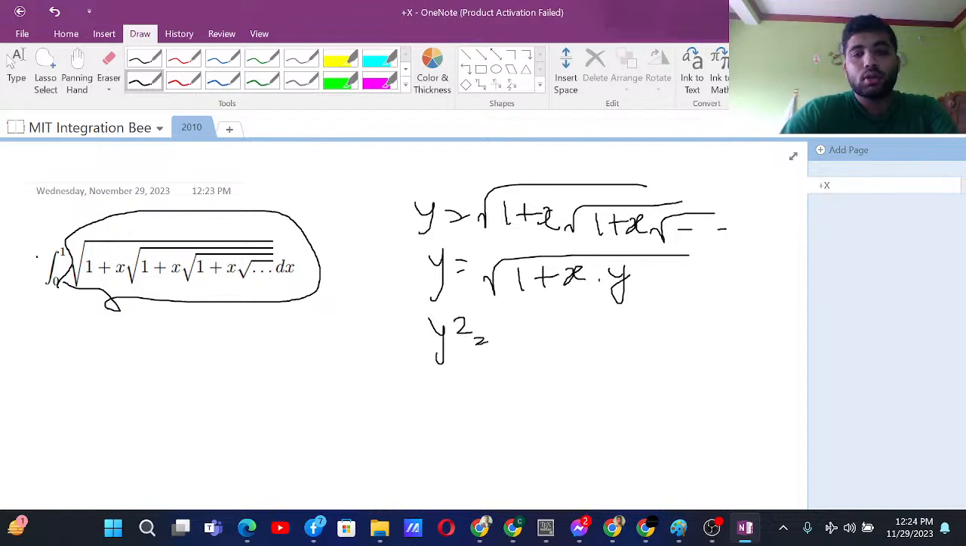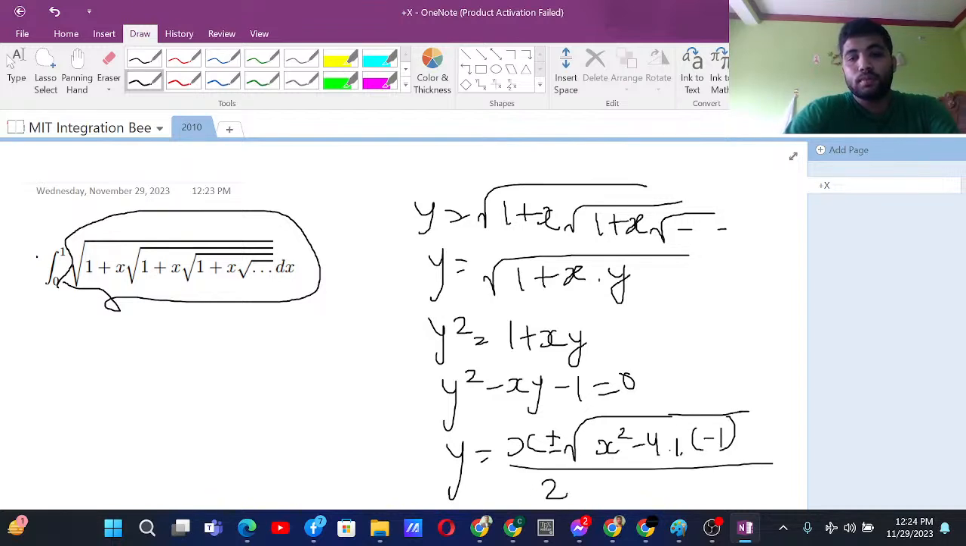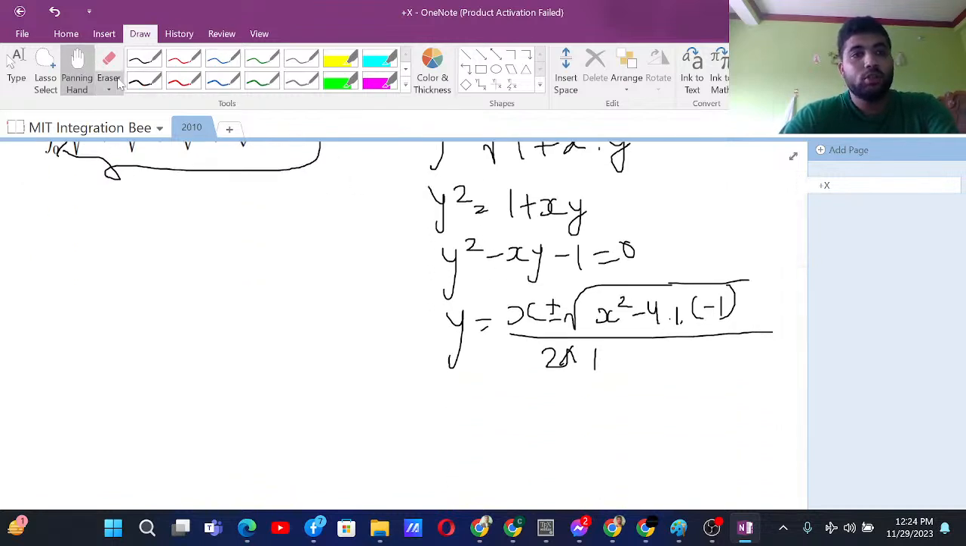So this is y square equals 1 plus xy, and y square minus xy minus 1 equals 0. Now you can use the quadratic formula, and that gives us y equals minus b plus minus root b square minus 4ac by 2a. Since this is a positive expression, we take the plus of the square root, so we shall have a positive answer. That's why we just take the positive sign, x plus root under x square plus 4 by 2.